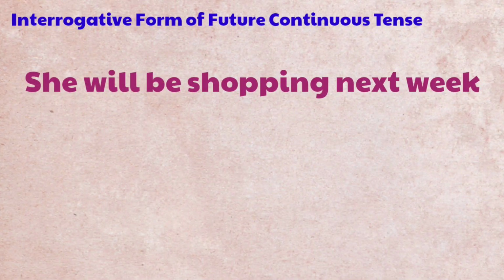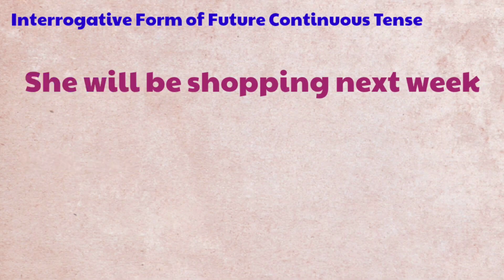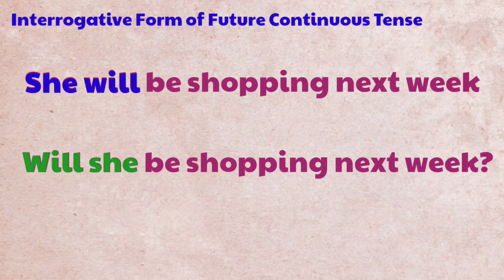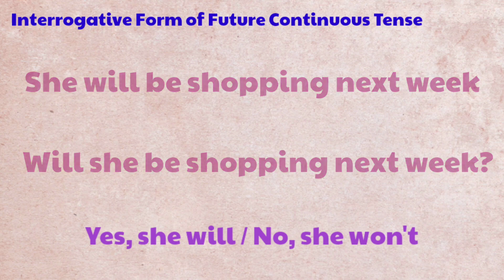Now, we are going to learn how to make the interrogative form of future continuous tense. She will be shopping next week. To turn this into a question, all you have to do is change the order of the first two words. So, she will becomes will she. Don't change the rest of the words, only the first two words. And remember to add a question mark at the end of the sentence. Will she be shopping next week? To answer it, we can say, yes, she will, or no, she won't.